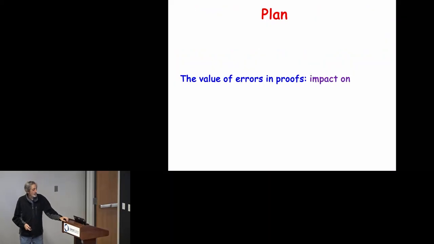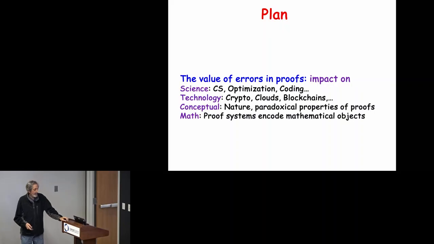Okay, so the plan of the talk: I want to tell you about this value of errors in proofs and the impact it has on lots of things, science, technology, some philosophical points, and mathematics, but I'll mainly focus on the conceptual part. It will not be very technical. I mean, there will be lots of conceptual notions, but not very technical.